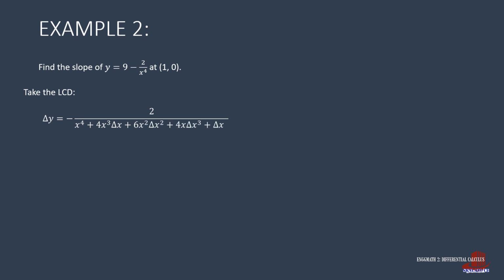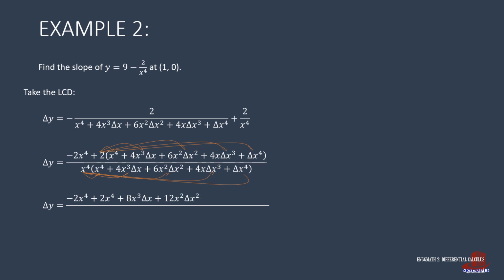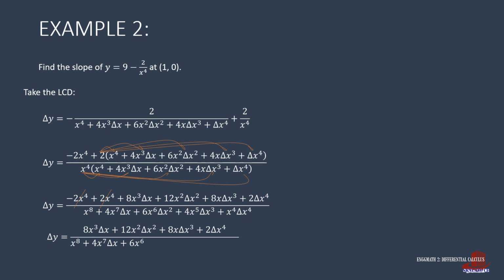Next is to take the LCD of the two fractions, and that is by taking both denominators by multiplication, and work out the updated numerators by equivalent fractions. Take out the parentheses by multiplying 2 from the numerator and x raised to 4 from the denominator. By doing so, two other terms are cancelled out, leaving us with the equation 8x cubed delta x plus 12x squared delta x squared plus 8x delta x cubed plus 2 times delta x to the 4th power.